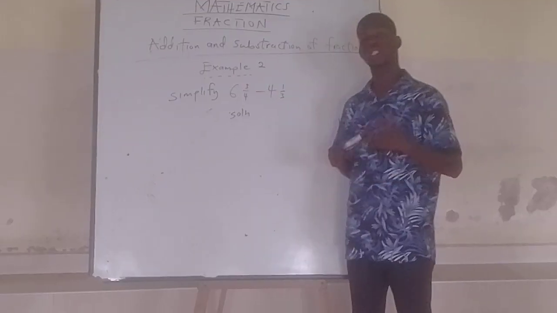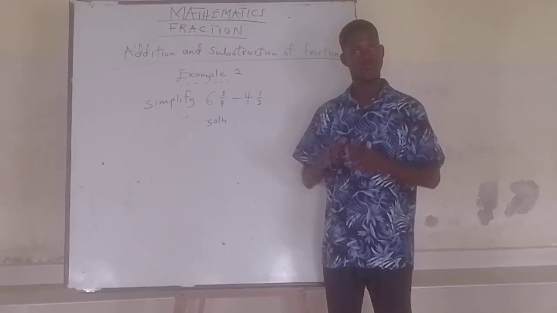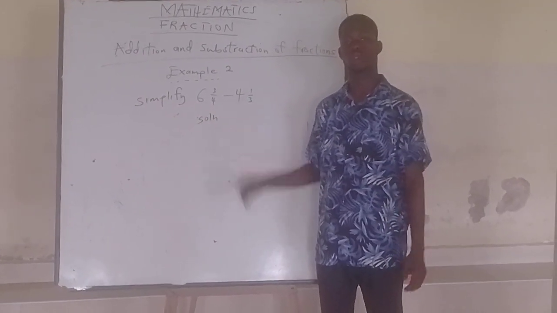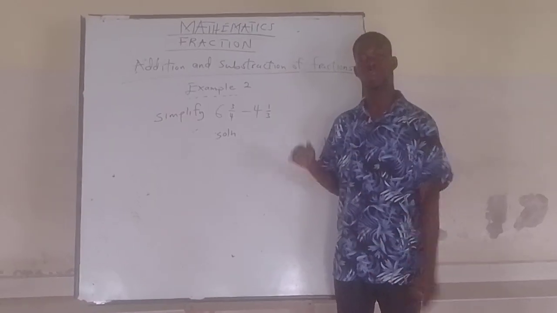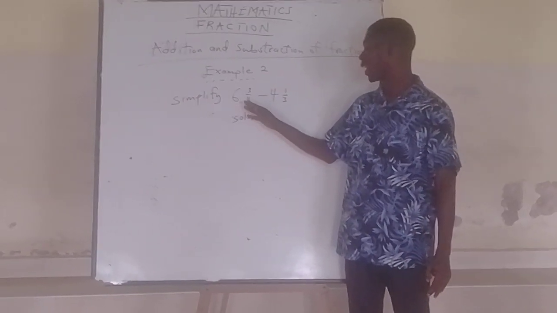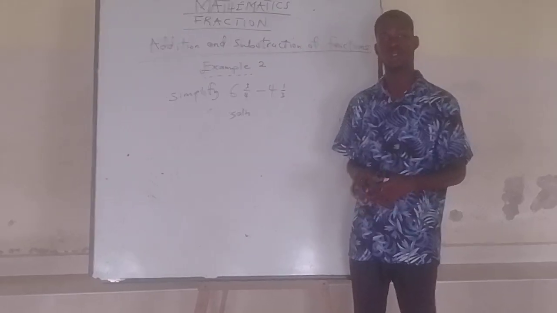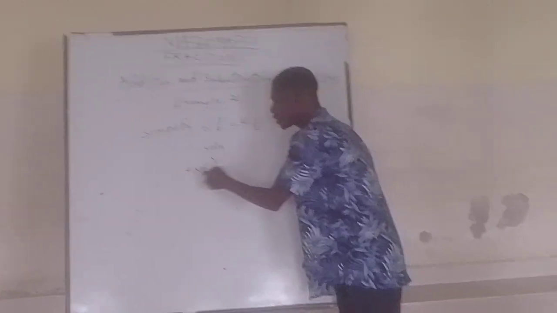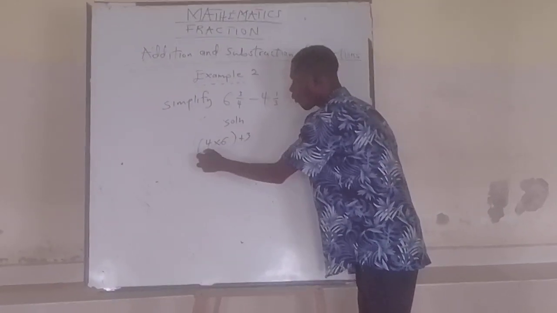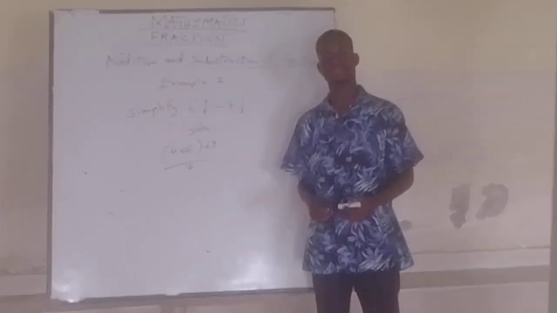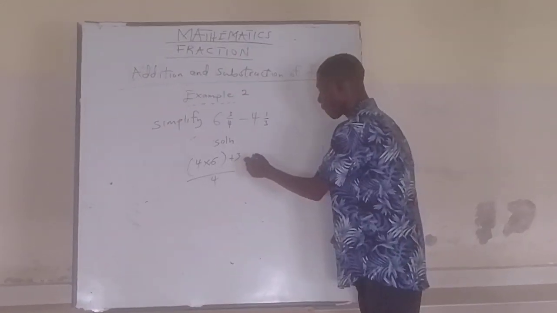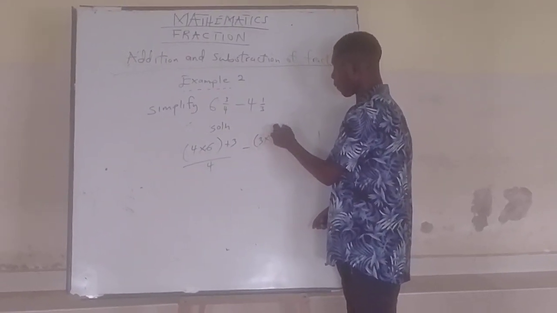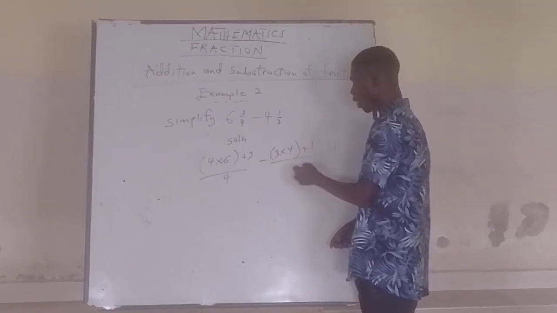So you have 6 whole number 3 over 4. As you know, to change a mixed fraction to an improper fraction, you multiply the denominator by the whole number, then you add the numerator to it. So this one you get 4 multiplying the 6 plus 3 over 4. Then this one, we get 3 multiplying 4 plus the numerator, which is 1 over 3.